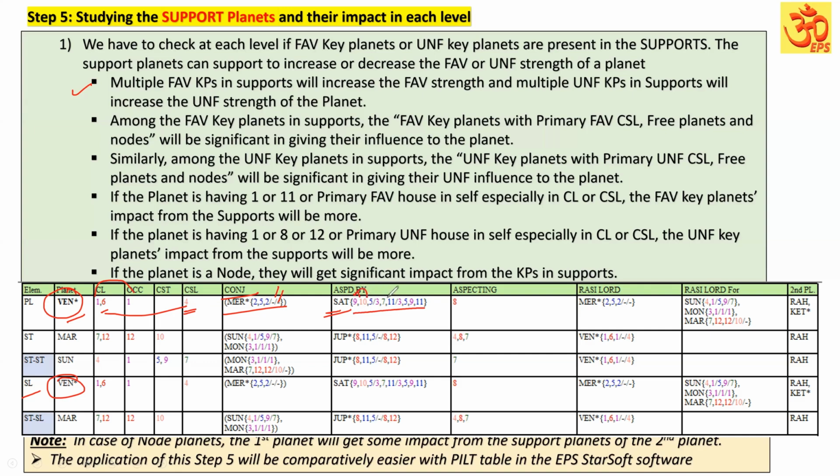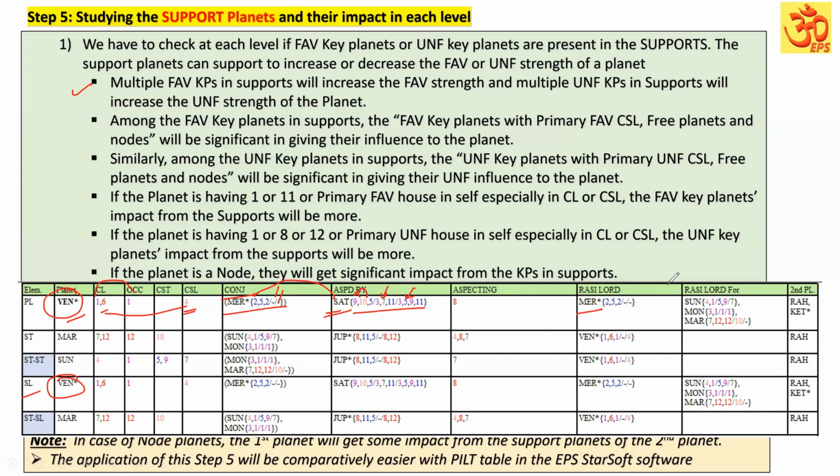Occupying 5th house and 3, 7, 11 star lord and 3, 5, 9, 11 sublord. It's a very good house grouping, a very good favorable key planet. So that planet Venus is having multiple favorable key planets in its support. And one more thing you can see, Venus is in the Rasi of Mercury only. Venus is positioned in the sign of Mercury and also conjoined with Mercury. So the influence of the support of Mercury is significant.